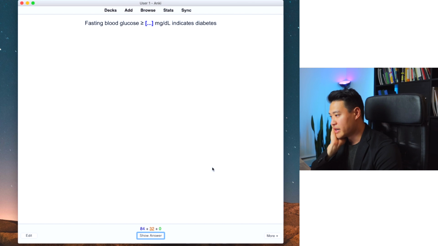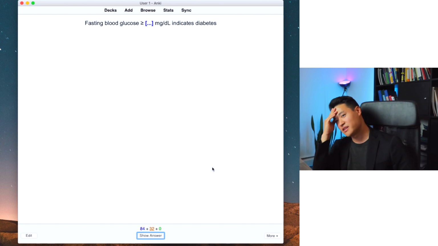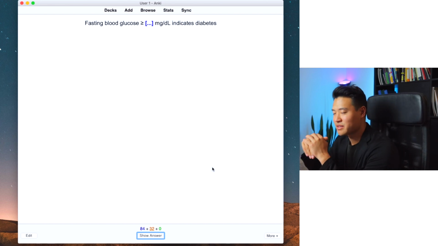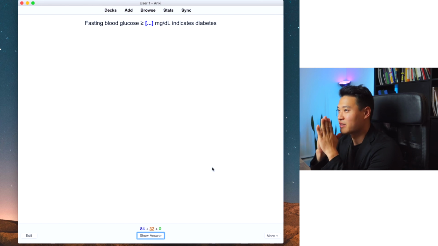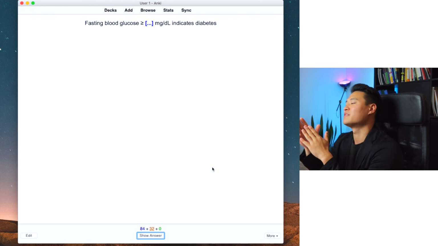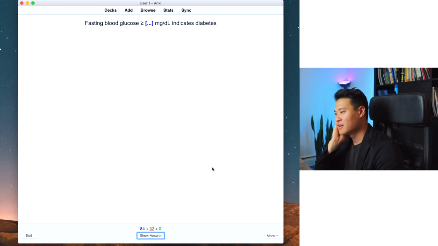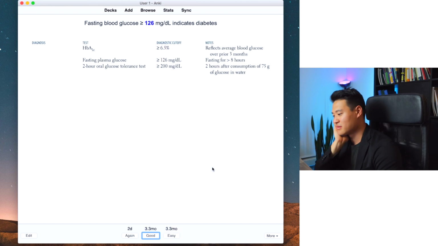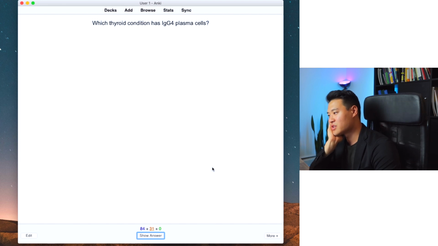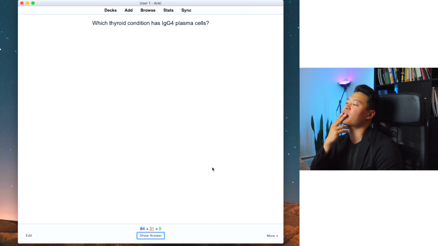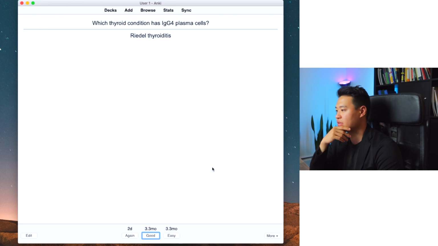Again. All right, fasting blood glucose greater than... another thing with USMLE is that everything is in US values, which is milligrams per deciliter. In Canada, we use millimoles per liter, and I can't remember this, but it's completely useless in Canadian settings. But I think this is 123 or something, 126, good enough. Good. Which thyroid condition has IgG4 plasma cells? Not Graves. Riedel's thyroiditis. Yeah, so good.